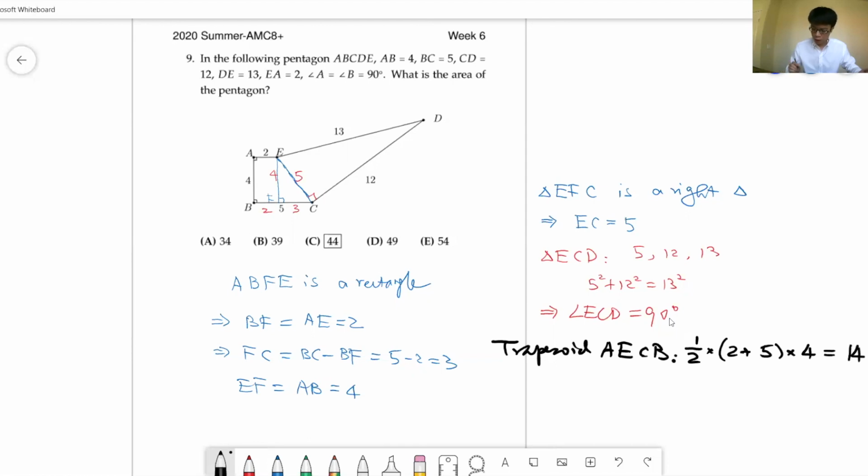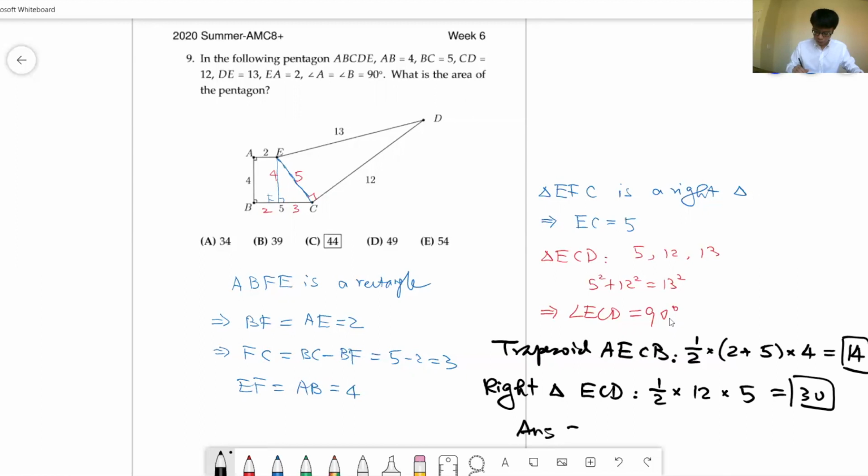This area is 14. And then we consider the right triangle ECD. The area is 1/2 times the base. Let me take CD as the base, 12, times the height, EC, as the height, which is 30. So the answer is the sum of these two numbers, 14 plus 30, which is 44. So the answer is 44, choice C.